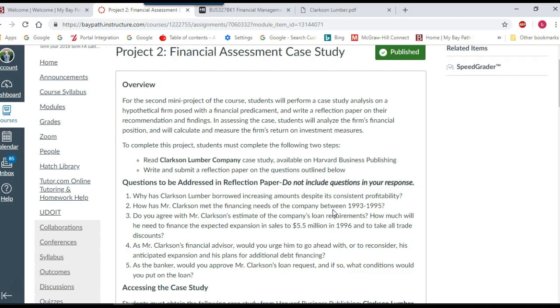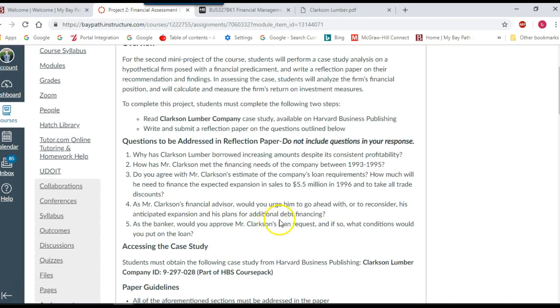How has Mr. Clarkson met the financing needs of the company between 93 and 95? Do you agree with Mr. Clarkson's estimate of the company's loan requirements, which is stated in the case study? How much will he need to finance the expected expansion in sales to $5.5 million in 1996 and still take the trade discounts of 2%? As his advisor, would you give him the go-ahead or reconsider his anticipated expansion?